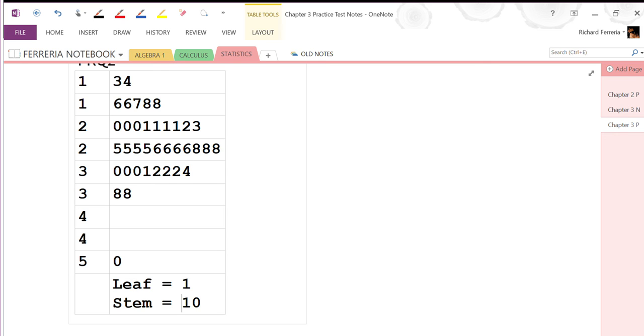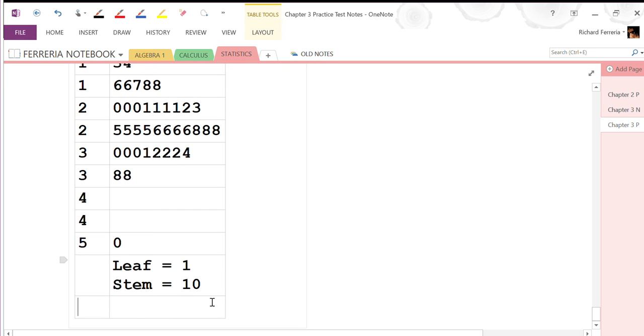Can we do this for all stem plots? No, only stem plots where it doesn't look like you have enough stems. Like if you were doing this without that, you would have, I don't know, 5 stems. Actually, why don't we just make that stem plot?